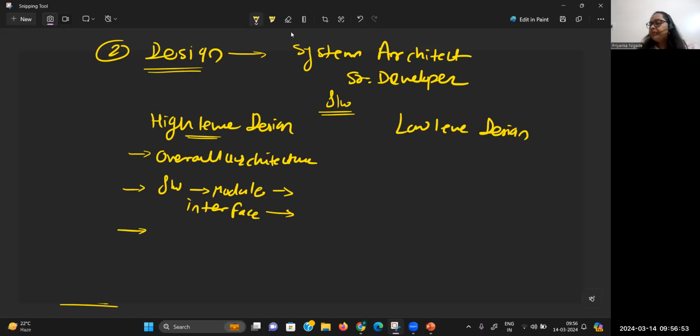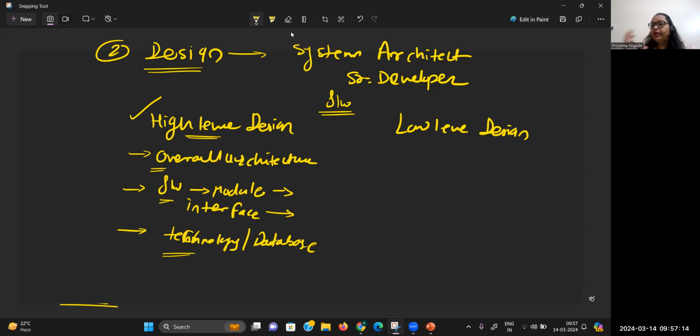Suppose for your software, any particular technology is required. What exactly is the technology you'll be using? Even which database you are going to follow. That high level information to implement the software, you will be getting under high level design.